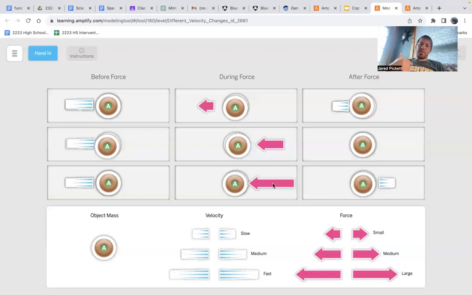A larger force is going to cause a greater change in its velocity. Now, again, it does not matter if it's on this side or this side.